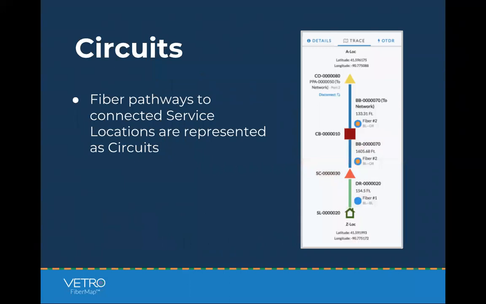So to start off, circuits are the fiber pathways that connect service locations to your network. They're represented as an A to Z pathway. So the A location is typically a CO or central office, a point of presence or POP, or the head end. And the Z location is most often going to be represented as a service location. And then going from A to Z, a single fiber pathway unites the whole circuit across network points, and all of these are captured in the circuit information. So we will get into more details on all of this.